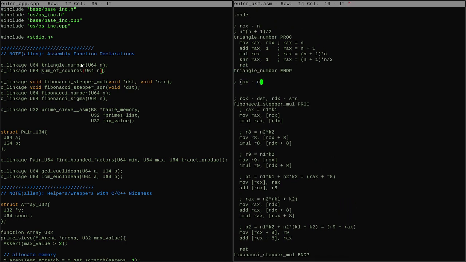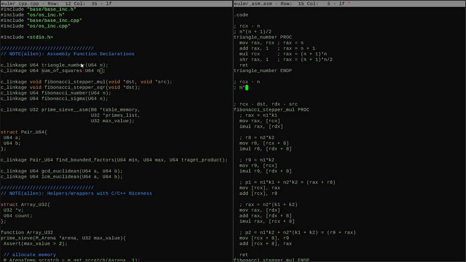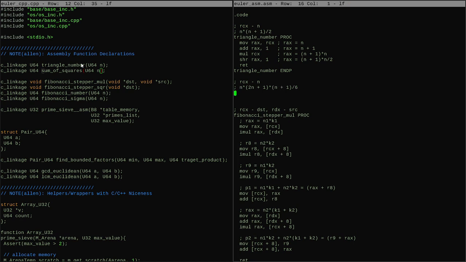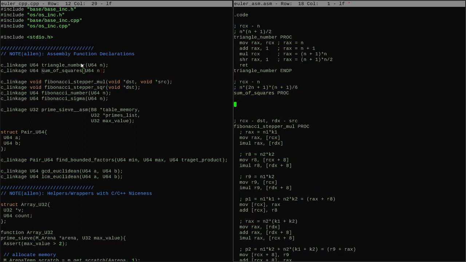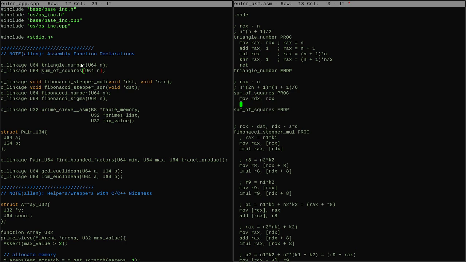So RCX gets our n, and our goal is to return n times 2n plus 1 times n plus 1 over 6. And there we go, proc n to p. So let's start computing this. So first of all, I'm going to move a copy of this into RDX. I'm going to shift left by 1 to get the multiply by 2.